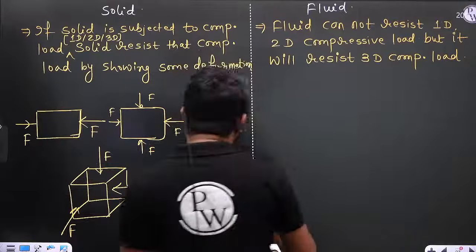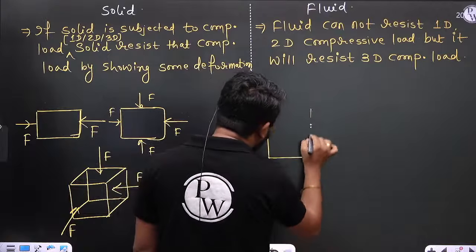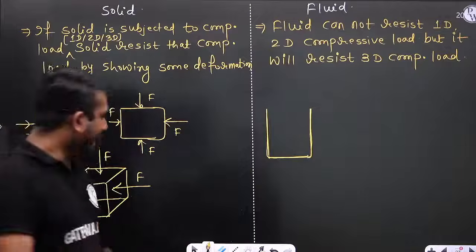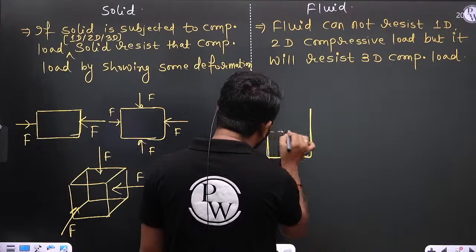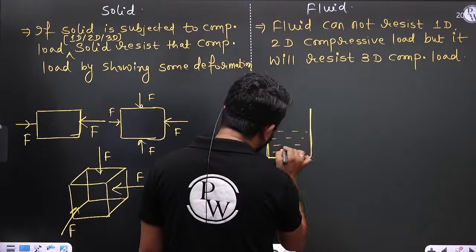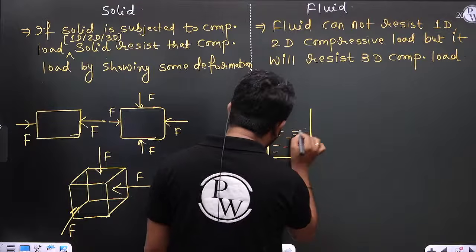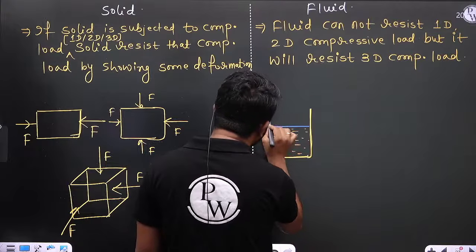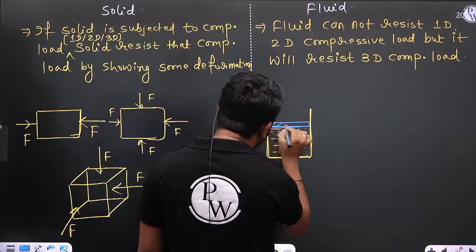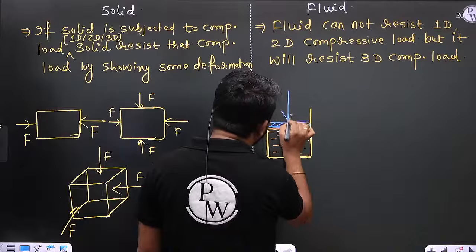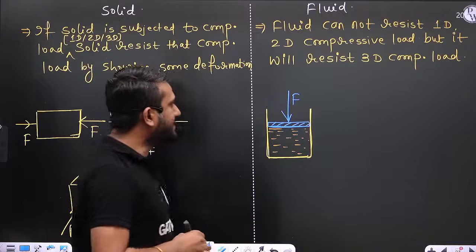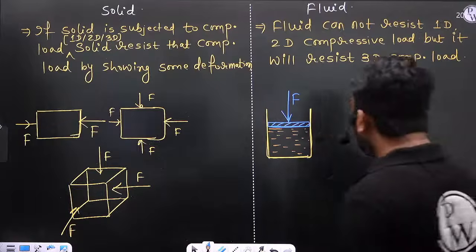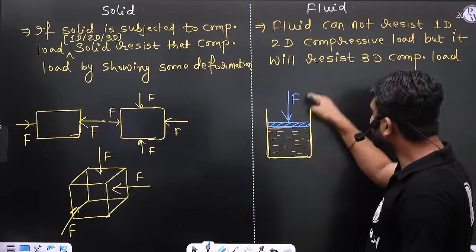Right? So if I give an example, let us consider there is a container, and in this container there is a fluid, and let us consider there is a piston. This is the piston. Now I am applying compressive force on this piston. I am applying a force F on this piston. So tell me guys, this fluid resists this force F or not?